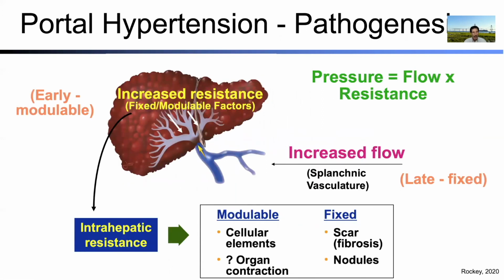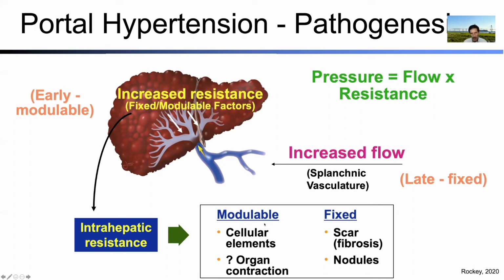So when we think about the pathogenesis of portal hypertension, and here I'm talking about the intrahepatic component of portal hypertension, we think about components of both modulable and fixed elements that lead to an increase in intrahepatic resistance.